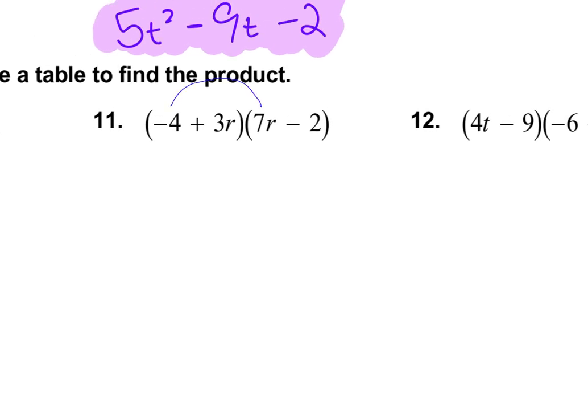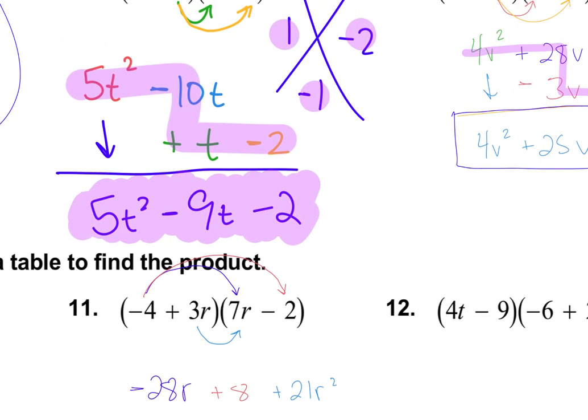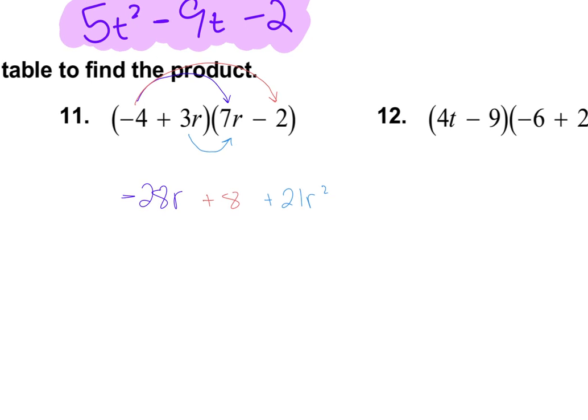Negative 4 times 7r is negative 28r. Negative 4 times negative 2 is positive 8. 3r times 7r, that's 21r squared. Do you notice how there's no like terms so far? And up here when I was doing it, I did have like terms within the first 3 multiplications, right? I've done 1, 2, 3 here. So anyway, let's keep going.